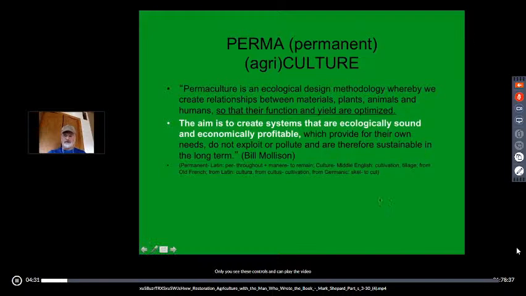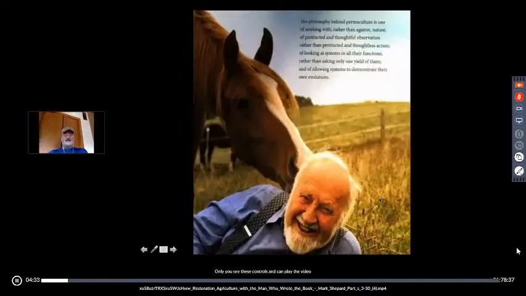Now it won't advance again. There we go. And I just found this one today. This one flew around Facebook, and I've heard this phrase before, that the philosophy behind permaculture is one of working with rather than against nature, of protracted and thoughtful observation rather than protracted and thoughtless action, and looking at systems in all of their functions rather than asking only one yield, and then of allowing the systems to demonstrate their own evolutions. You guys will see tonight exactly what I'm talking about when I'm mentioning protracted and thoughtful observation.